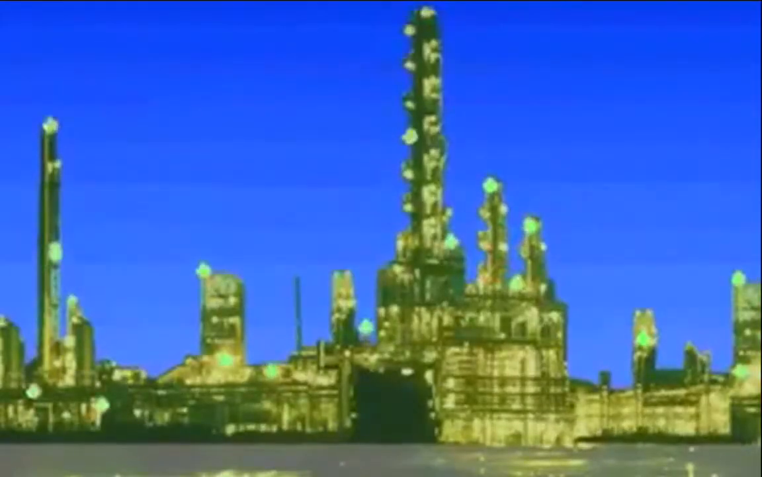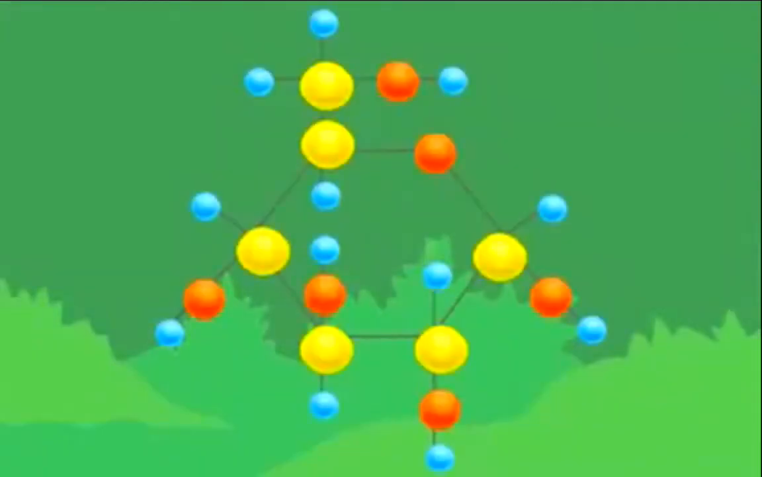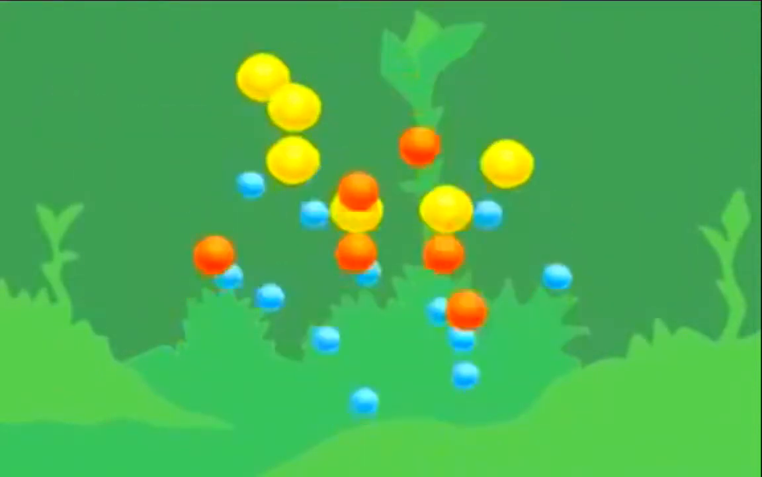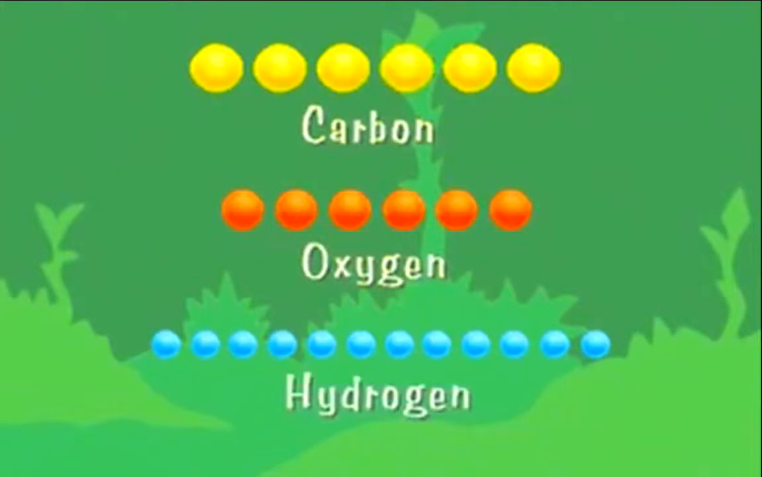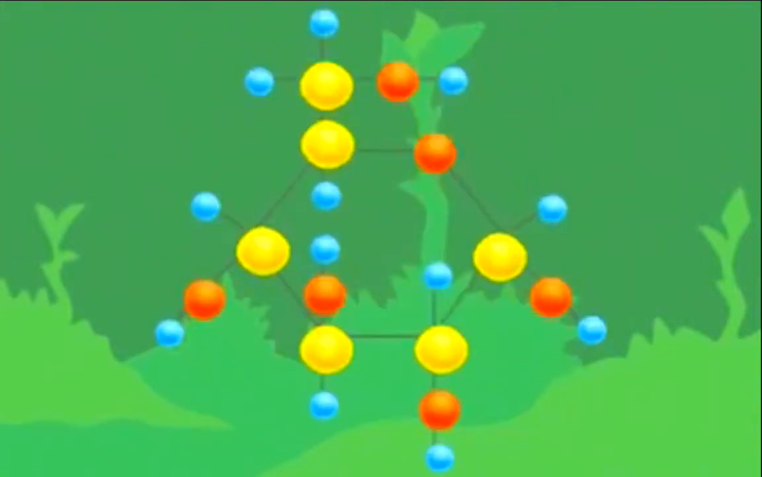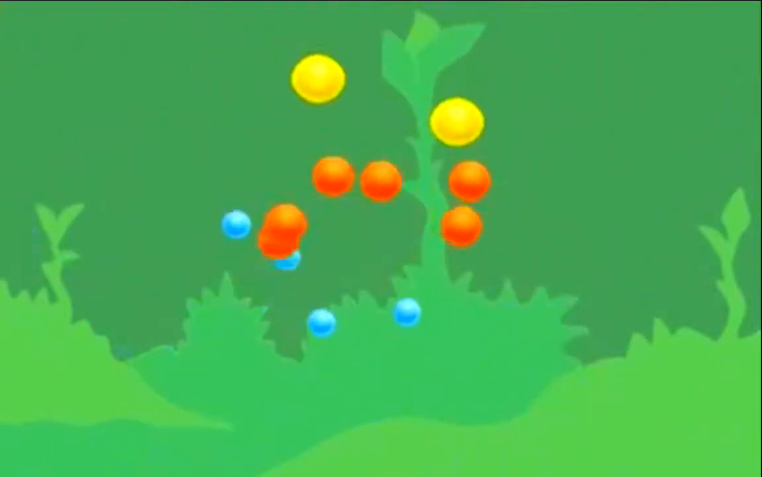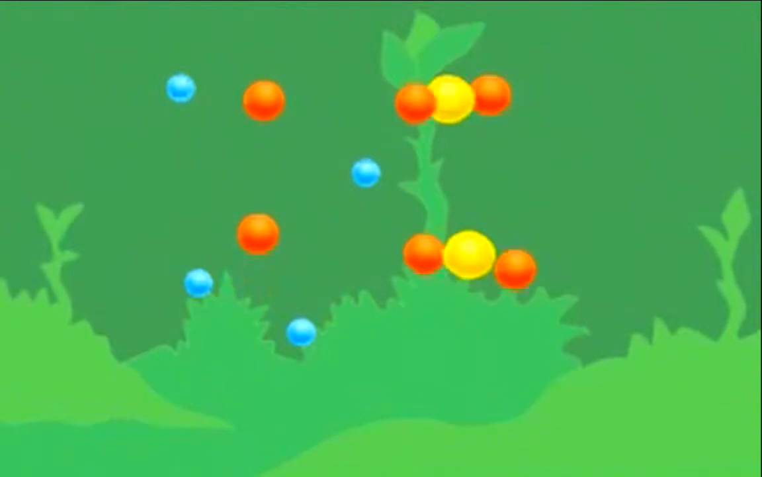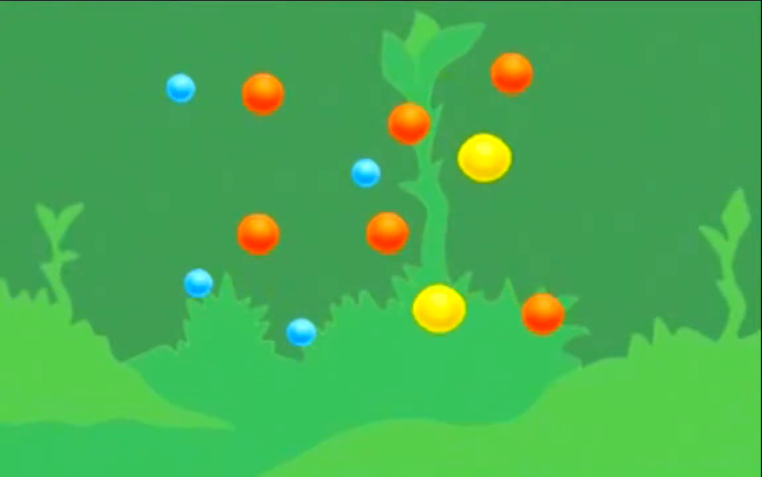One molecule all plants make is a simple sugar called glucose. Glucose is made from 3 different atoms: carbon, oxygen, and hydrogen. Plants need glucose to grow and to make the energy they need to operate. To get the atoms in glucose, the plant takes apart water molecules and molecules of carbon dioxide.